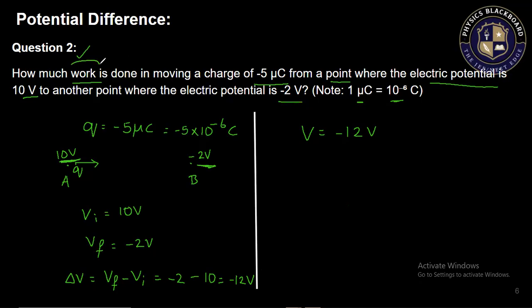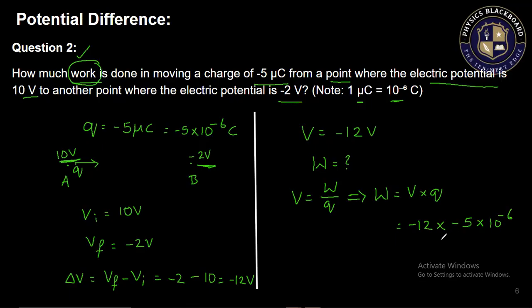Now we need to find how much work is done in moving that charge. So first, what mathematical expression do we use? V is equal to W by Q. So it can be further written as W is equal to V into Q, right? So what is V here? Minus 12 volts into, what is the charge? Minus 5 into 10 power minus 6.